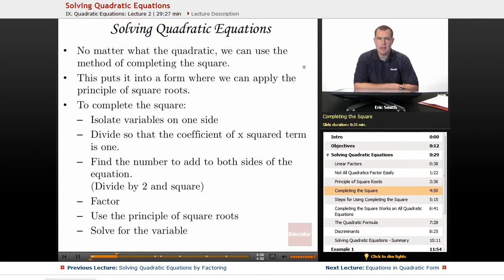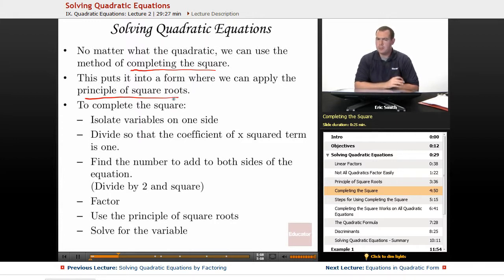Now for more complicated polynomials, we'll have to use a very special technique. This one is known as completing the square. What completing the square does is it puts it into a new form, and we can simply apply the principle of square roots to that new form.